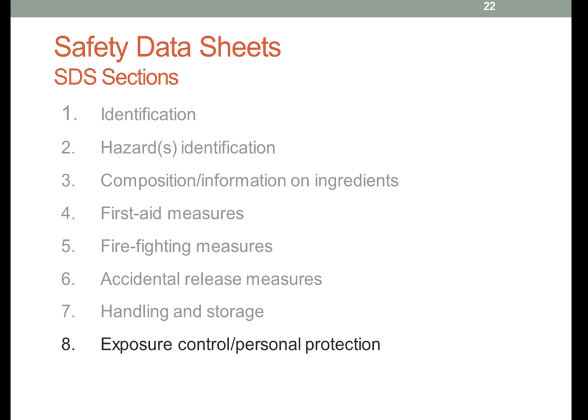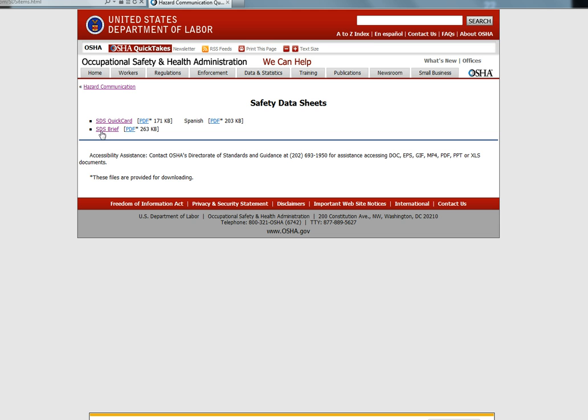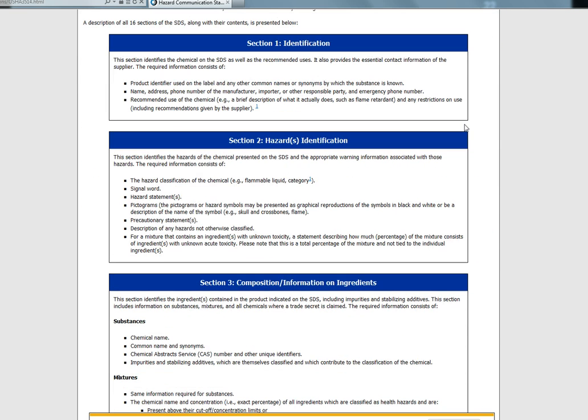We want to look into those in a little more detail, and I ask that you pull out the attachment, the OSHA Brief Hazard Communication Standards Safety Data Sheets. And I'm going to show you where that is found on the website. Again, going to the Hazard Communication page, going under Safety Data Sheets, and then opening up the SDS brief.